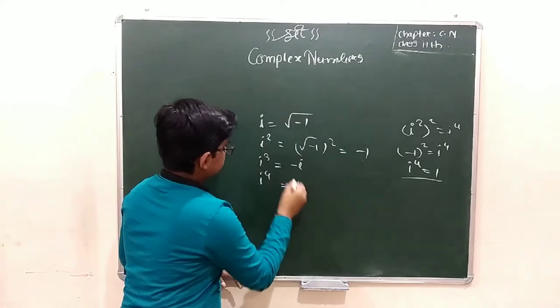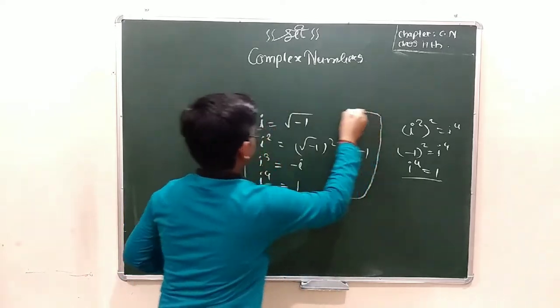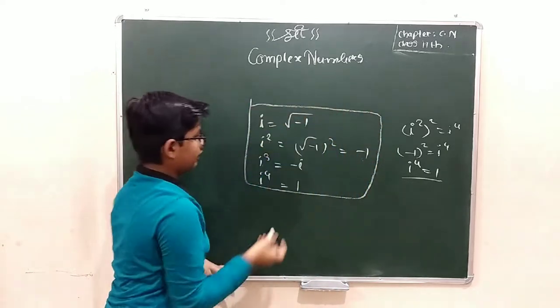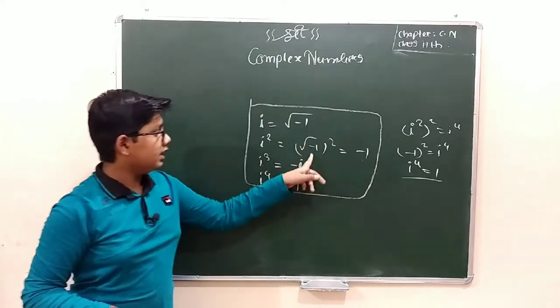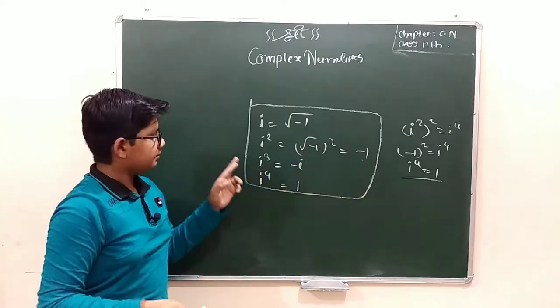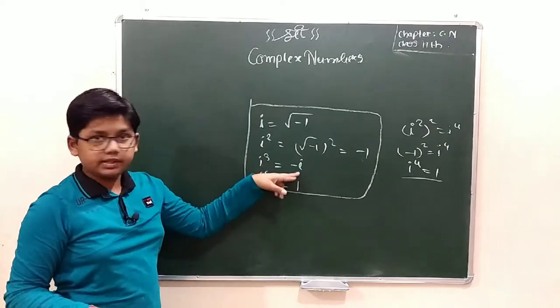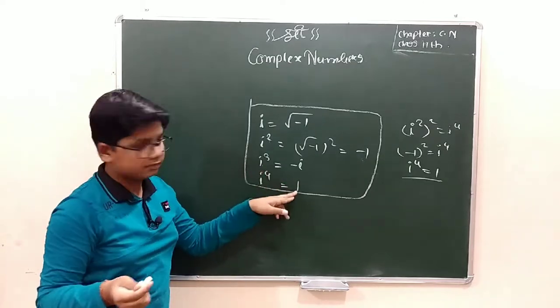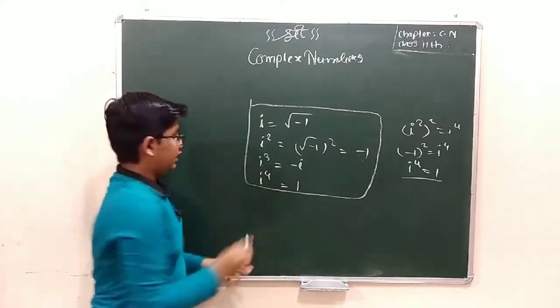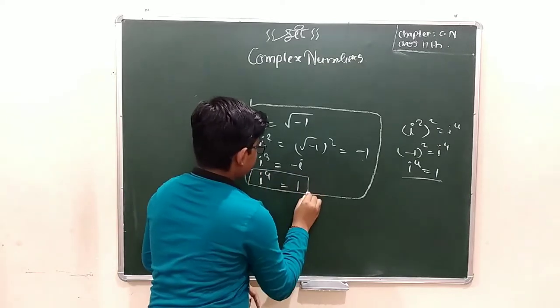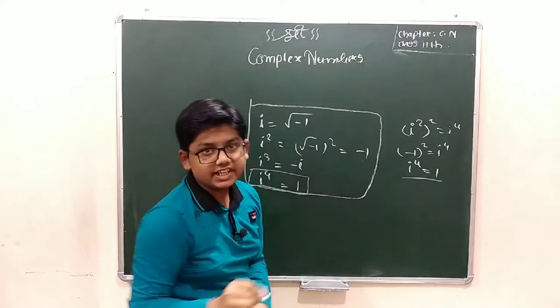We know this much of the powers. i is equal to square root of negative 1. i squared is equal to square root of negative 1 the whole square, which is equal to negative 1. Next, i cube is equal to negative i. Next, i to the power 4 is 1. This identity, that i to the power 4 is 1, is very important.